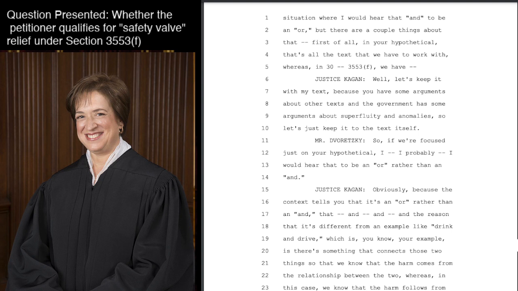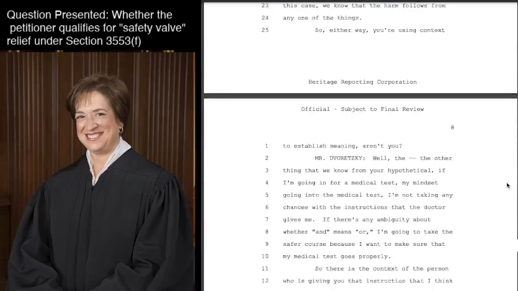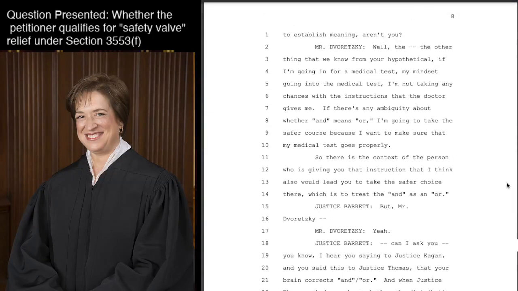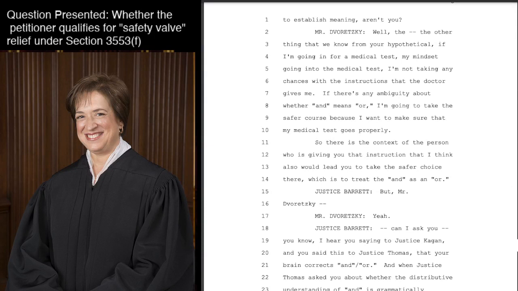So either way, you're using context to establish meaning, aren't you? Well, the other thing that we know from your hypothetical, if I'm going in for a medical test, my mindset going into the medical test, I'm not taking any chances with the instructions that the doctor gives me. If there's any ambiguity about whether "and" means "or," I'm going to take the safer course because I want to make sure that my medical test goes properly. So there is the context of the person who is giving you that instruction that I think also would lead you to take the safer choice there, which is to treat the "and" as an "or."